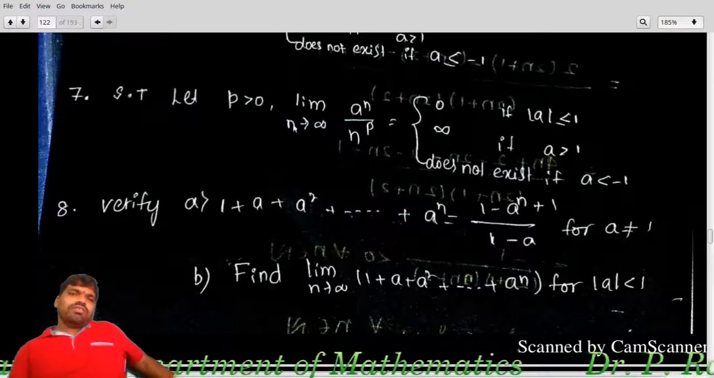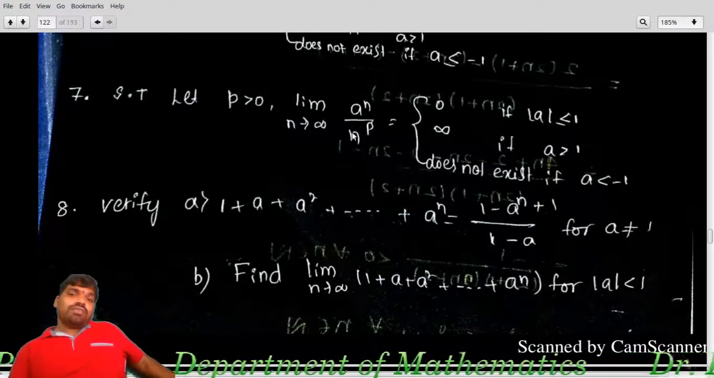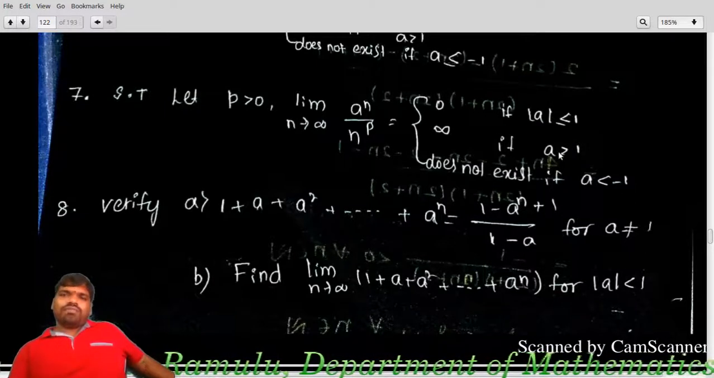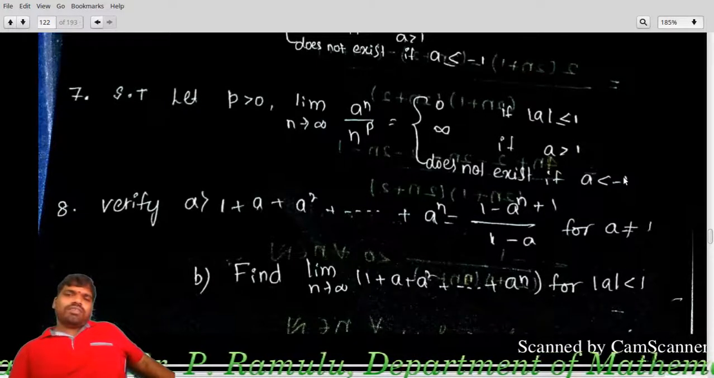Show that for p greater than 0, the limit of a^n over n^p is equal to 0 if mod a is less than or equal to 1, infinite if a is greater than 1, and does not exist if a is less than 1.